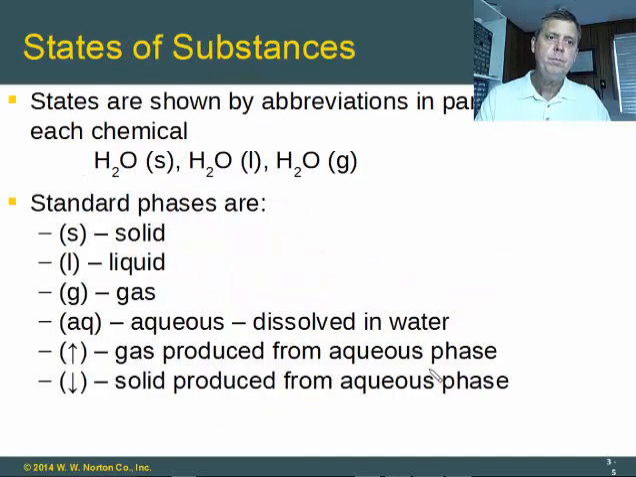So the basic states of substances, the phases or the states of matter, are shown, as we discussed, by abbreviation in parentheses after each compound or each chemical. So for water, this shows solid, liquid, or gas. Those are the basic phases you're aware of. So obviously solid, liquid, gas are the main phases. Aqueous is not the same as liquid. People get that confused all the time. It means dissolved in water.